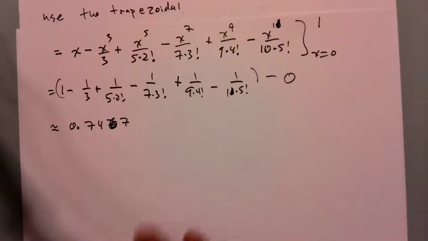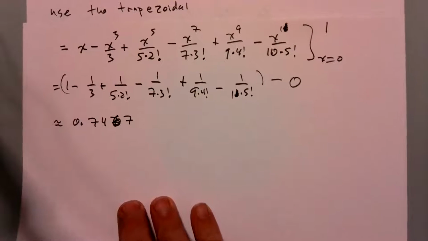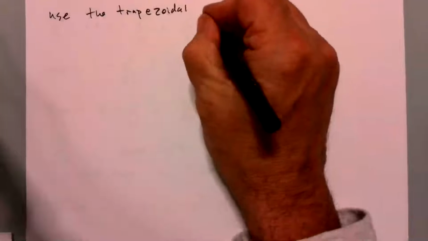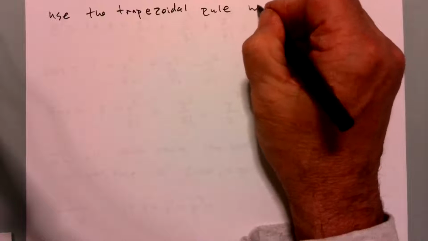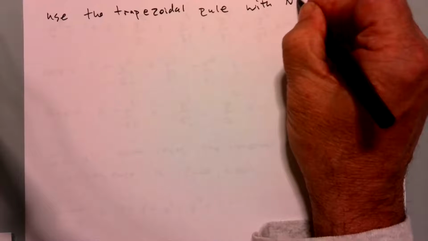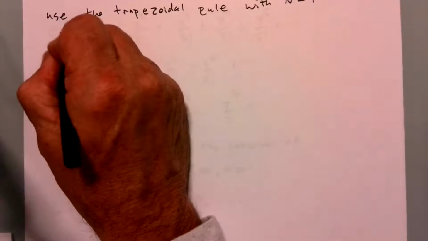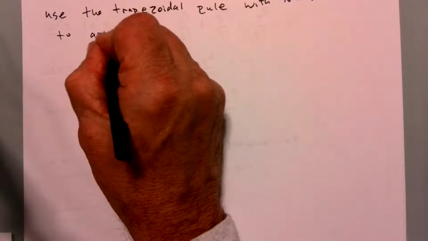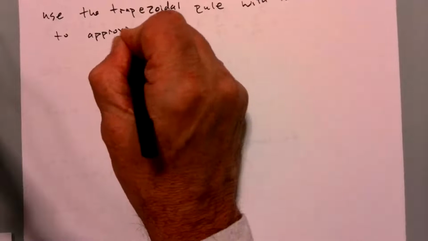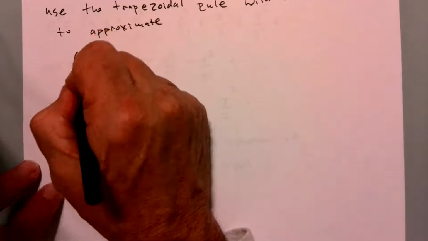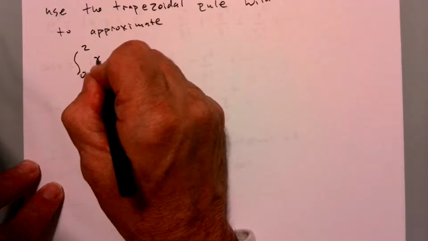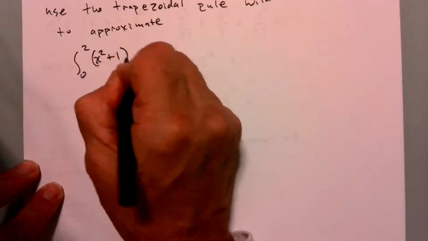All right, let's go ahead and go back to our problem on using the trapezoidal rule. So use the trapezoidal rule with n equals 4 to approximate the following: to approximate the integral from 0 to 2 of x squared plus 1 dx.